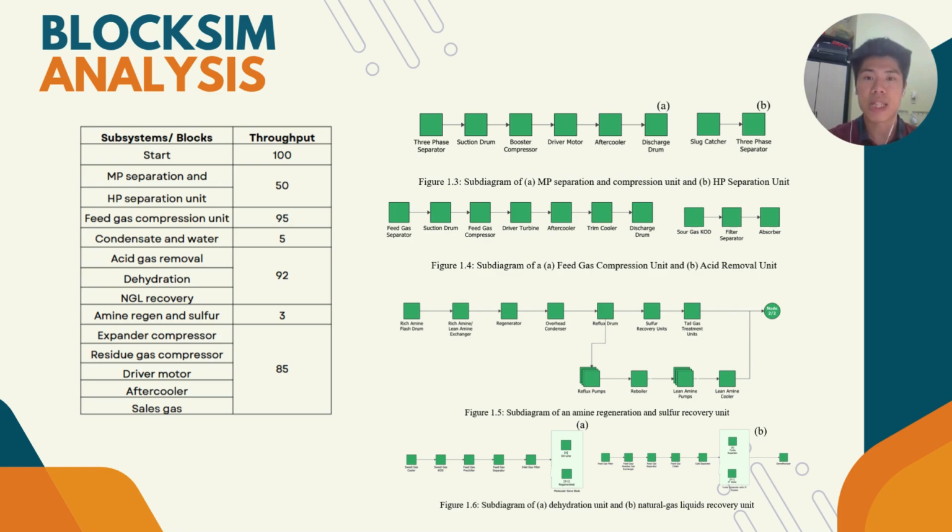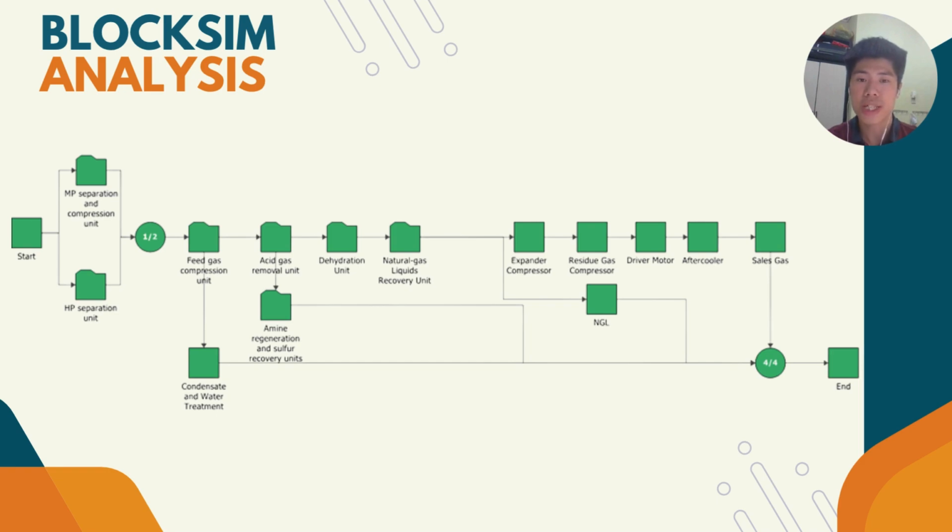In total, there are 7 subsystems for the natural gas plant, which consist of MP separation and compressions, high pressure separations, feed gas compressions, acid gas removal, dehydrations, NGL removal, and amine regen and sulfur recovery unit. The final figure here shows the overall natural gas plant model under BlockSim.